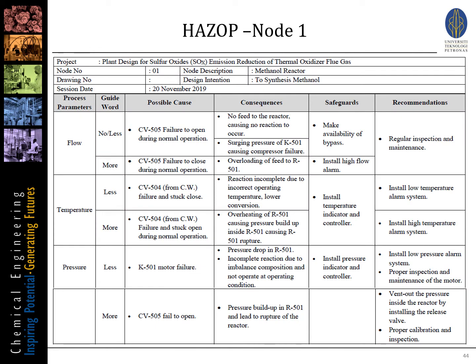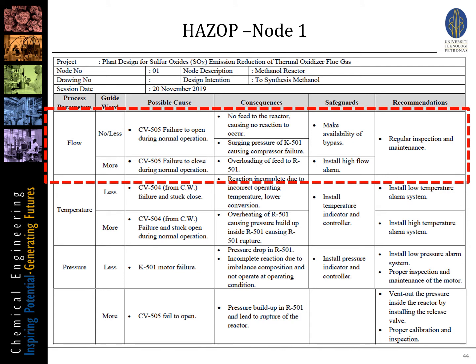The first node for HAZOP is the methanol reactor, where the synthesis of methanol takes place. So the parameter that we will look into is flow. The flow can be no or less or more. So the possible cause for no or less flow is CV505 failure to open during normal operation. The consequence for that is no feed to the reactor, causing no reaction to occur, and also surging pressure of K501 causing compressor failure. So the safeguard for this is to make availability of bypass.